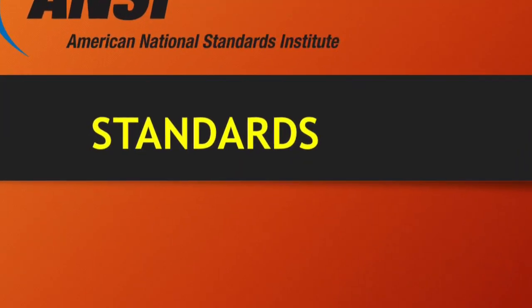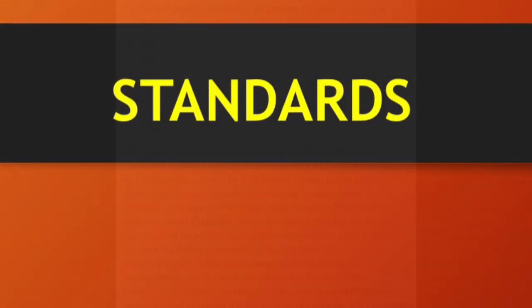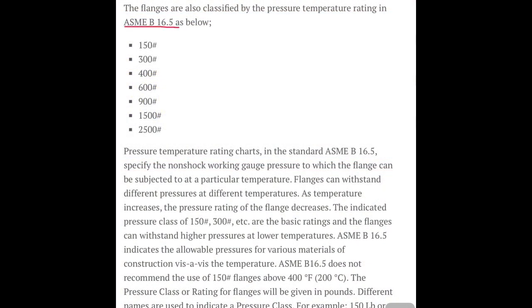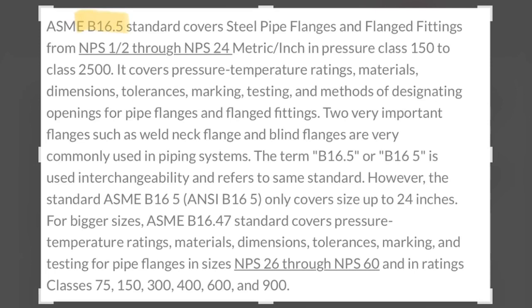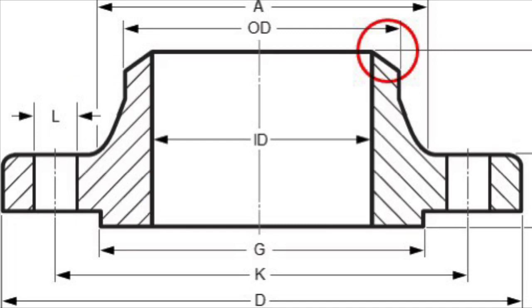These flanges are manufactured as per the American National Standards Institute. As per ANSI B16.5, the following class ratings are available in the market: 150, 300, 400, 600, 900, 1500 and 2500. This 150 class means it can be written as 150 LBS or 150 PSI. The ANSI B16.5 standard is only used for flanges from half an inch to 24 inch. For above 24 inch to 60 inch, the standard is ANSI B16.47. Here both series are available, series A and series B.